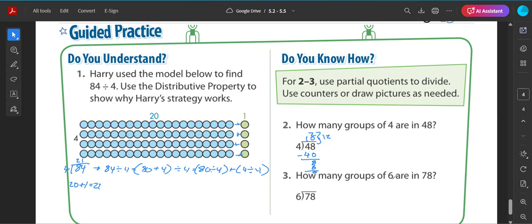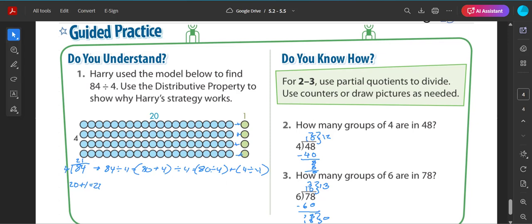For number 3, how many groups of 6 are there in 78? Again, 6 can go into 70 at least 10 times. And so now I get 60 on the bottom. And now I'll have 18. 6 can go into 18 3 times. And I know that's going to give me a 0 at the end. So now, when I combine my partial quotients, I'm going to get 13. So there are 13 groups of 6 in 78.